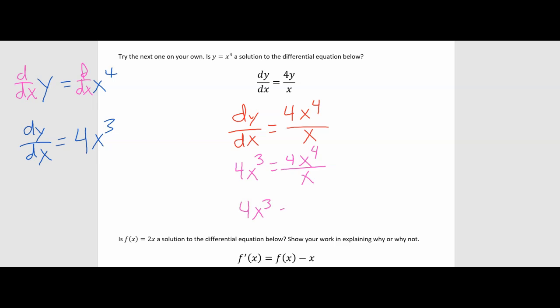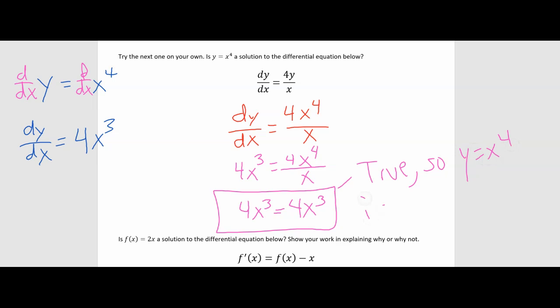So 4x cubed. On the right-hand side, when I simplify the denominator with the numerator, I do indeed get 4x cubed. This is true, which means our possible solution is an actual solution. Because whatever number I substituted in for x in this function or equation right here, it's going to work in my differential equation.